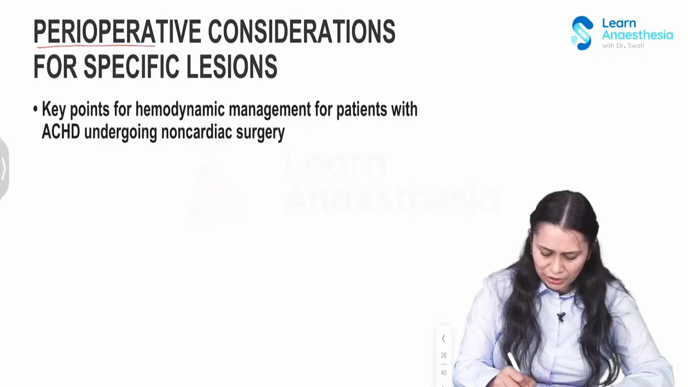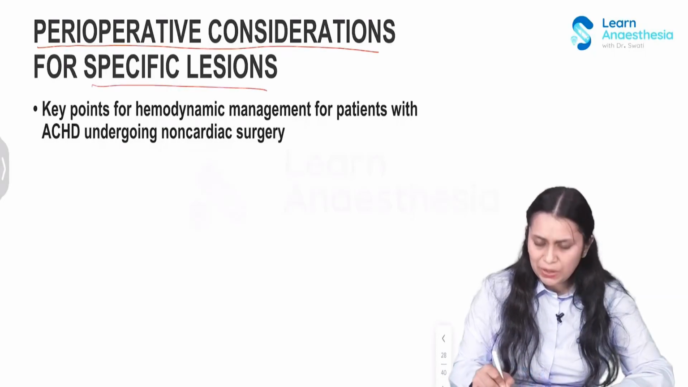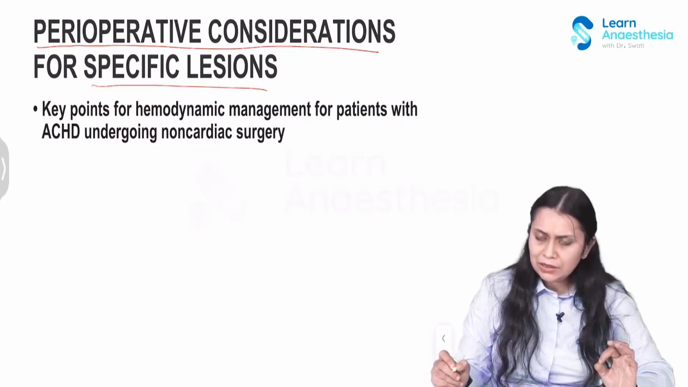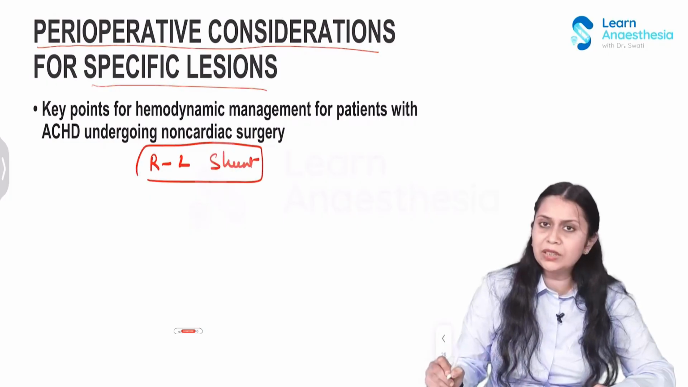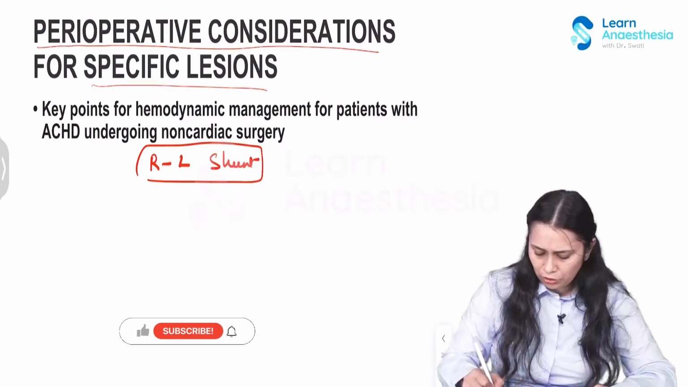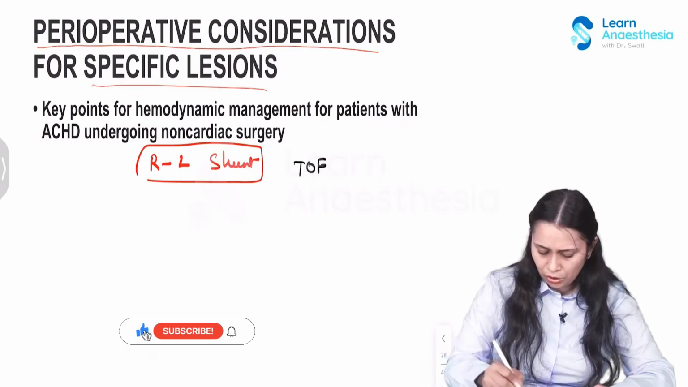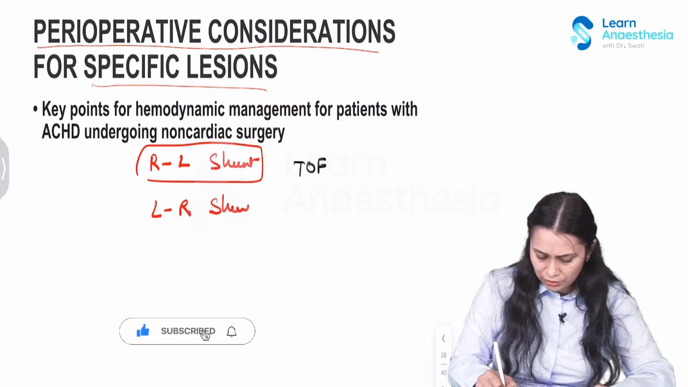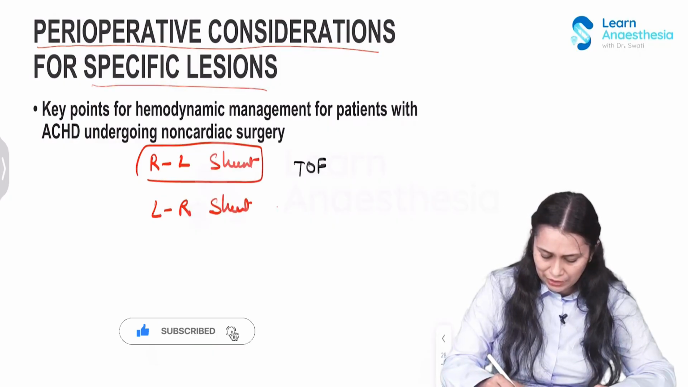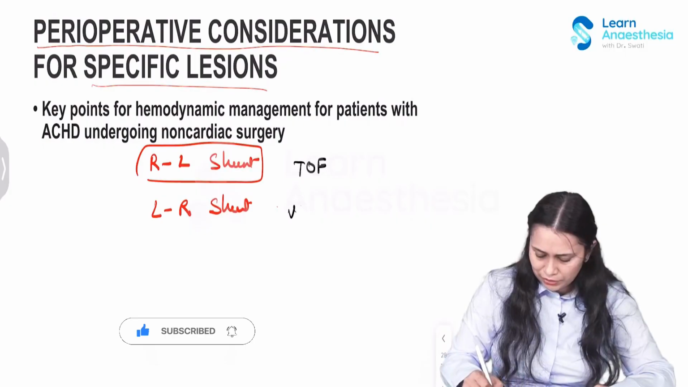I'm discussing with you perioperative considerations for specific lesions. In this, I would discuss right to left shunt, all the conditions which come under right to left shunt, like your TOF, etc. Then left to right shunt, like your VSD, ASD, etc. So we'll discuss that.